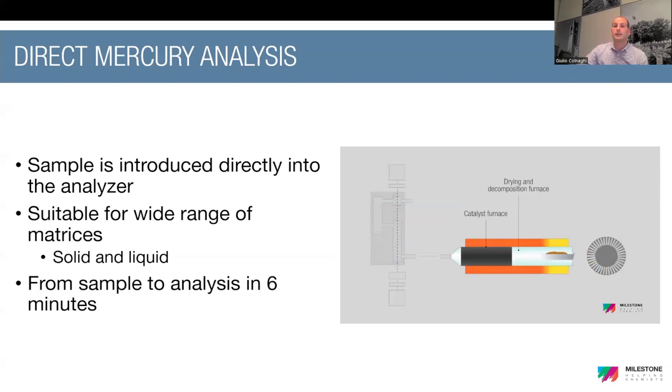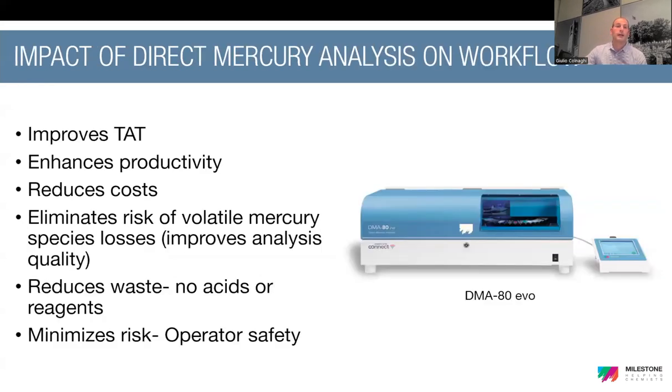This is clearly a streamlined path that provides a better turnaround time for the lab and enhances the productivity of the lab, but at the same time reduces the cost because we do not have to deal with all the sample preparation steps. We can also eliminate the risk of losing volatile species of mercury, which can happen during the sample preparation process. And we reduce the waste because we no longer use any chemical during the sample preparation. And therefore, we also do not expose the operator to hazardous substances.